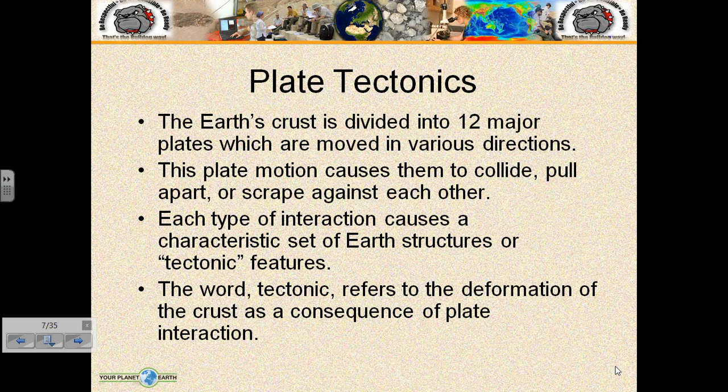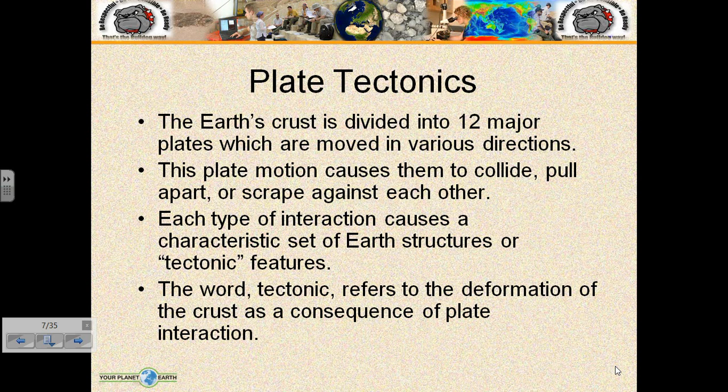The Earth is divided into 12 major plates, which move in various directions. These fit almost like puzzle pieces and can slide just ever so slightly. Now, this plate motion causes them to collide, pull apart, scrape against each other, and a number of other things, which cause a number of tectonic events, which we will discuss later.